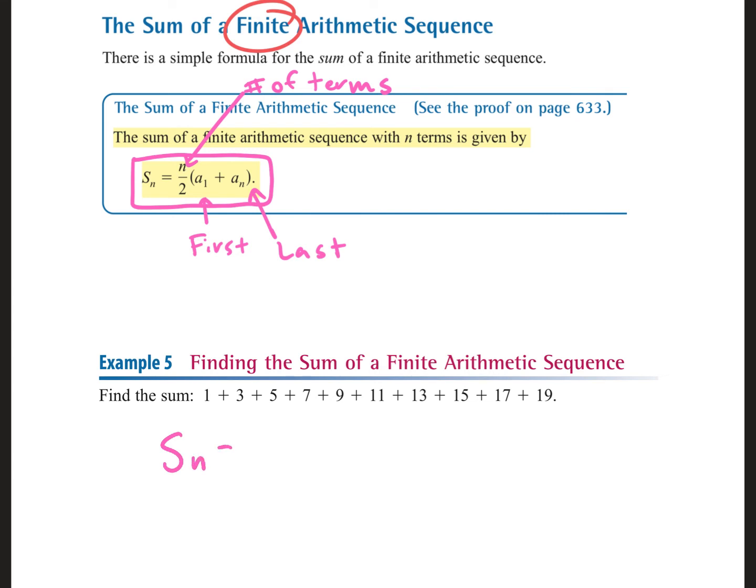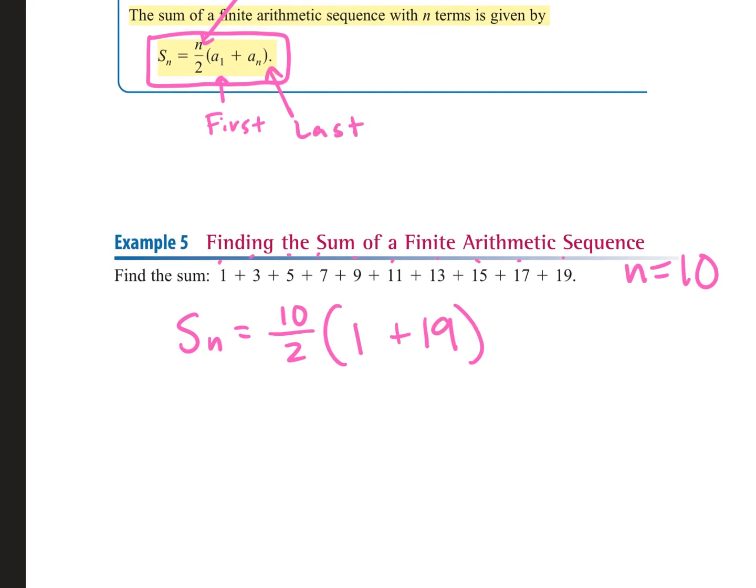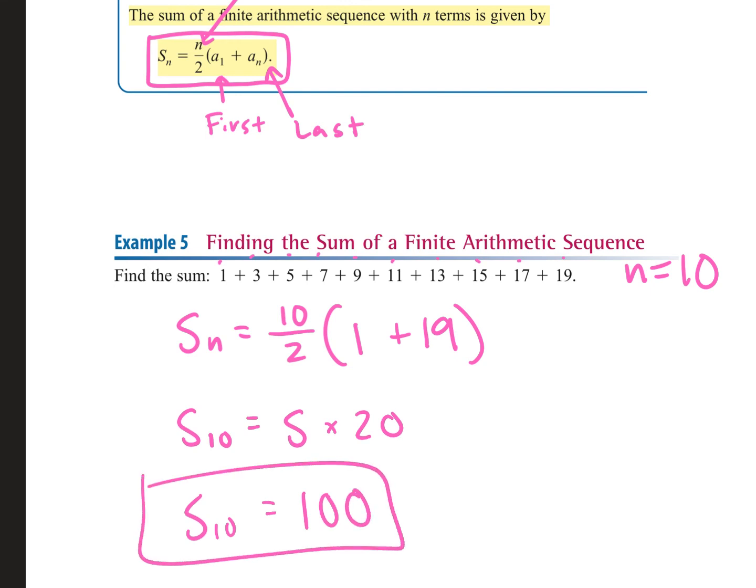S sub n is equal to, how many terms do I have here? 10 terms. So n is 10, because I have 10 terms. So 10 divided by 2 times, what's our first term? 1. And what's the last term? 19. So S sub 10, the total of our 10 terms here, would be 5 times 20, which is 100. So if I were to add all of these up in my calculator, I'd get 100.